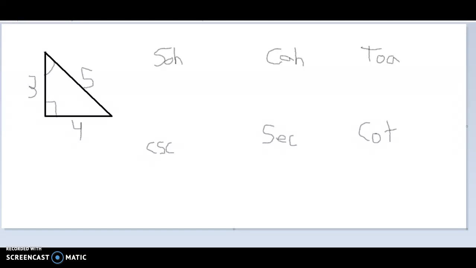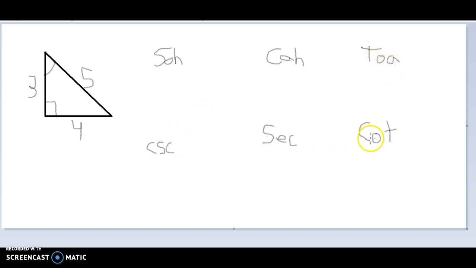Hi guys, so today we're going to be going over how to find the reciprocal trig ratios. For the first three, we have a word that we can use to help remember the trig ratios. The word is SOHCAHTOA, and it stands for sine, opposite over hypotenuse; cosine, adjacent over hypotenuse; and tangent, which is opposite over adjacent.